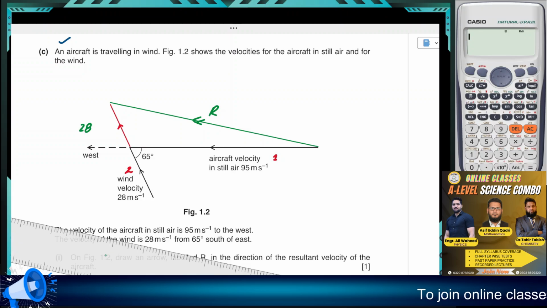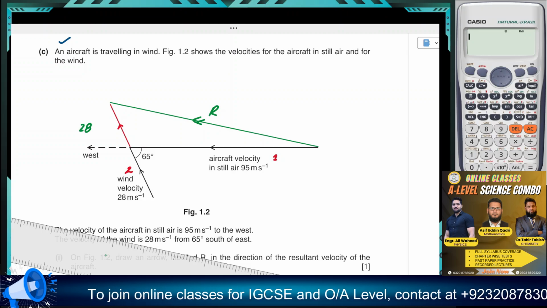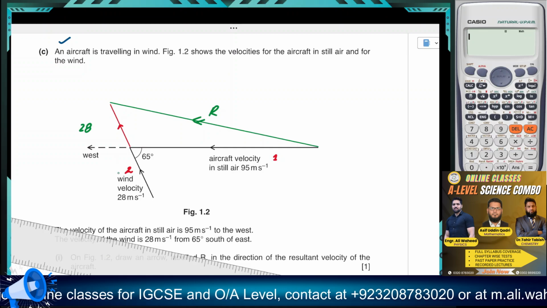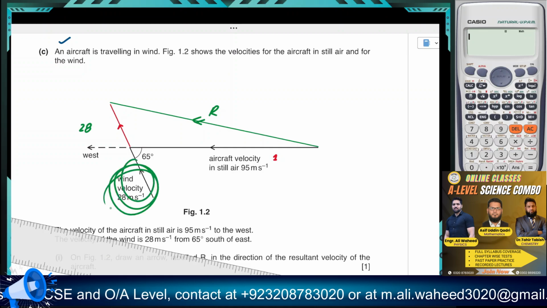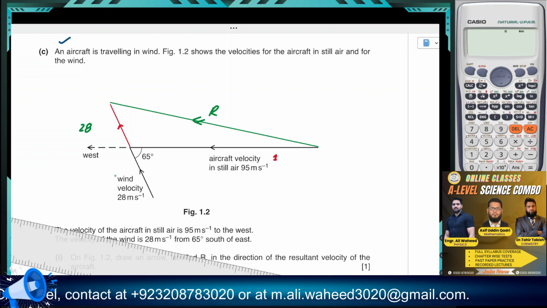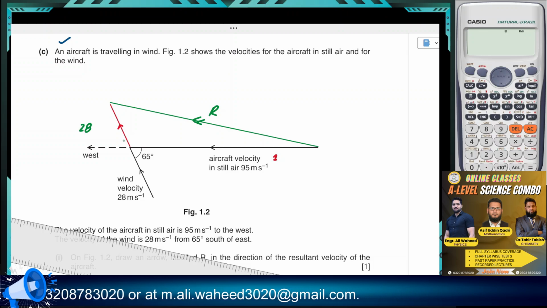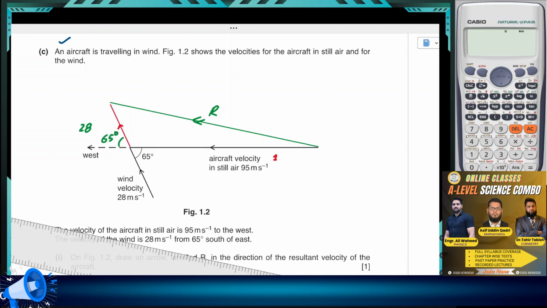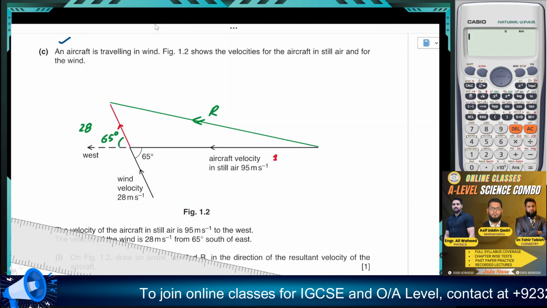Yes, exactly. That is the reason. In this case, the wind is actually assisting the motion of the aircraft. You see, this is the wind vector, this one. Or if you don't want to take a look at this one, let's go with this as the wind vector. This angle is also 65 degrees. See, vertically opposite angles. So you see, this is the wind vector, the red one.